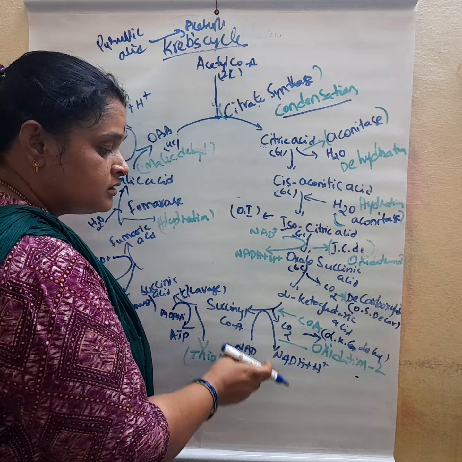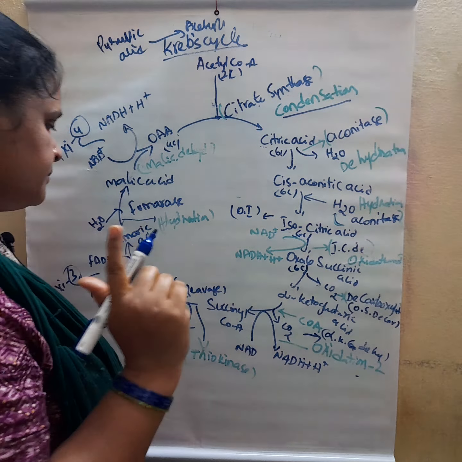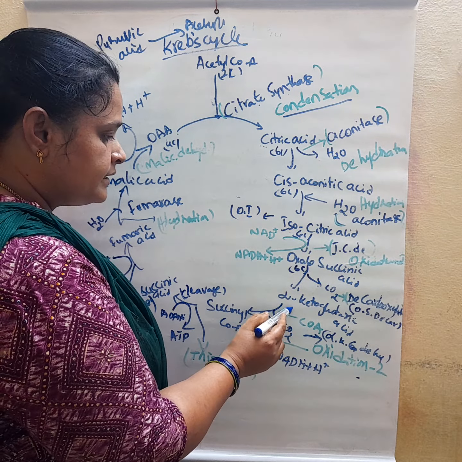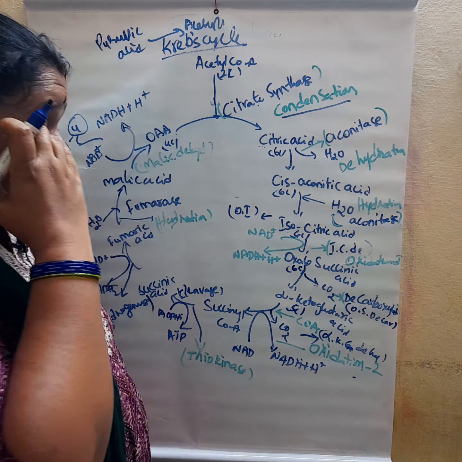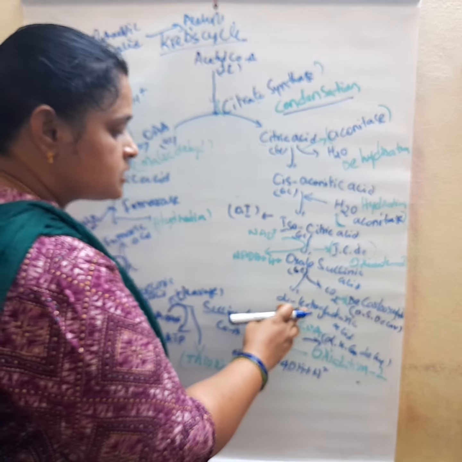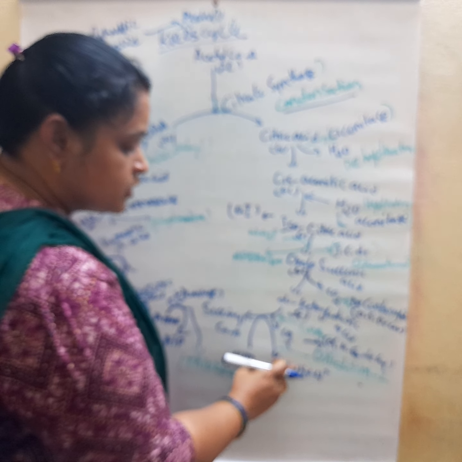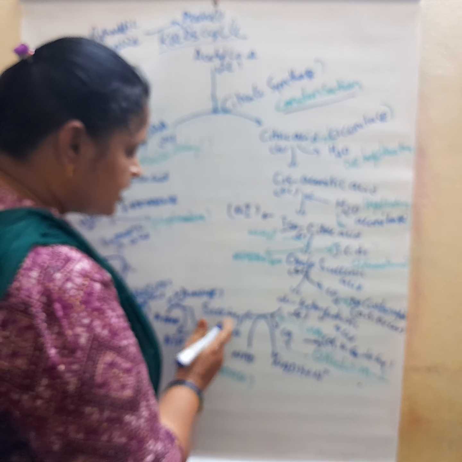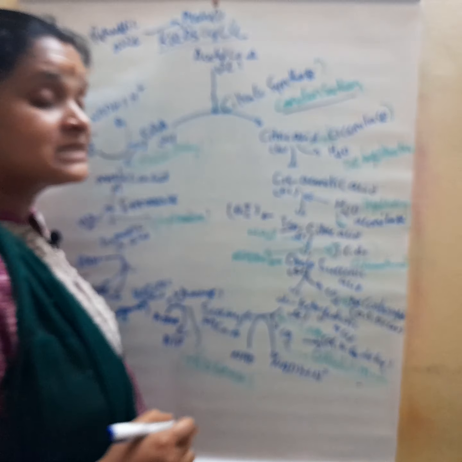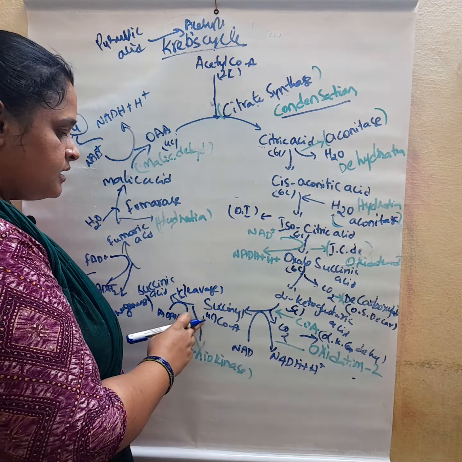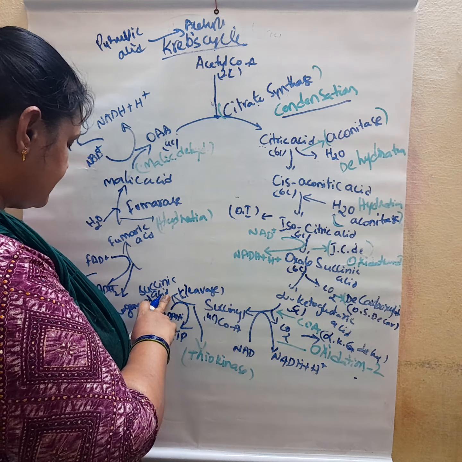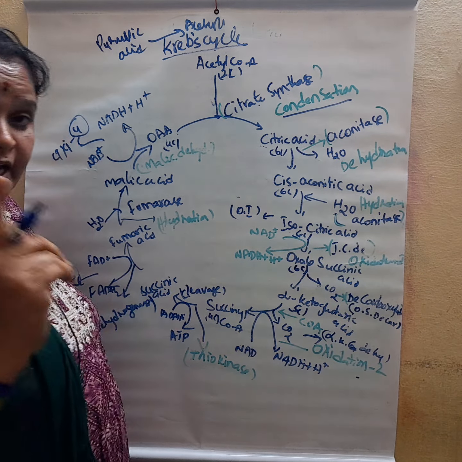So here oxidation 2, remember, and decarboxylation takes place. This alpha ketoglutaric acid is a 5-carbon compound. It loses one carbon dioxide, so that it forms a 4-carbon compound called succinyl CoA. Coenzyme A is added. Now this succinyl CoA is undergoing cleavage and forming one ATP.